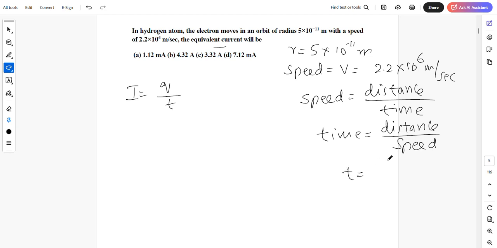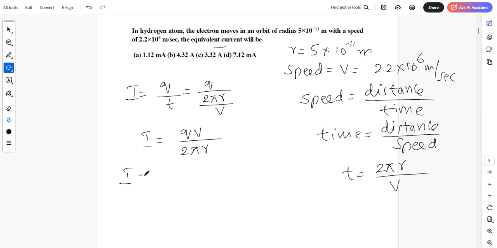T is equal to distance, which for a circle is 2 pi r. Speed is given as v. Therefore, t is 2 pi r by v. Now I is equal to q into v divided by 2 pi r. That is, I is nothing but q, that is e, v by 2 pi r. This you have to remember. If you remember it, it will be easier for you. I is equal to ev by 2 pi r.